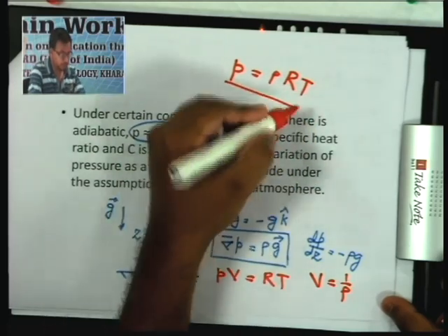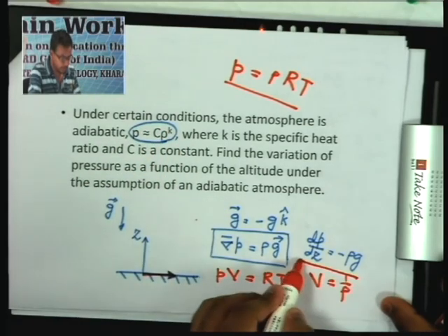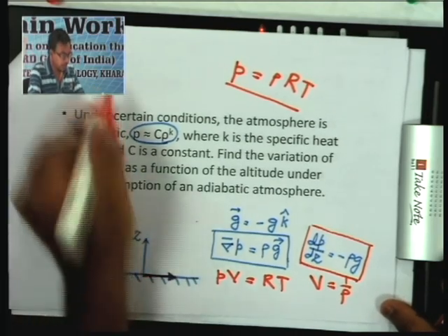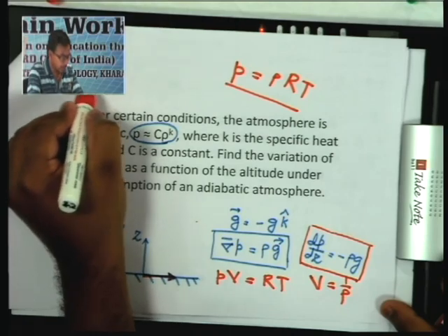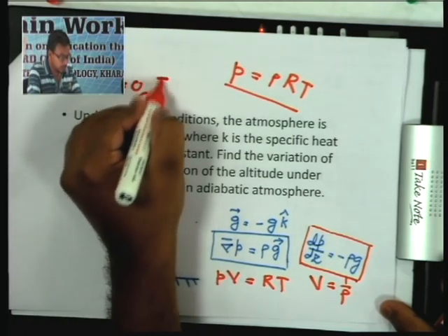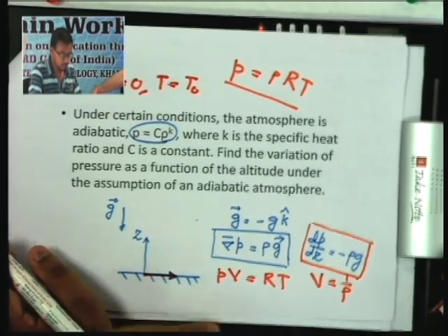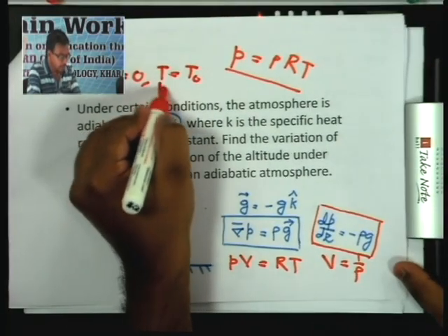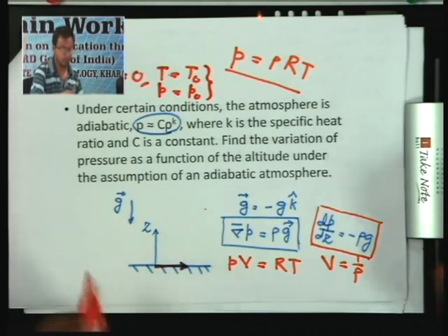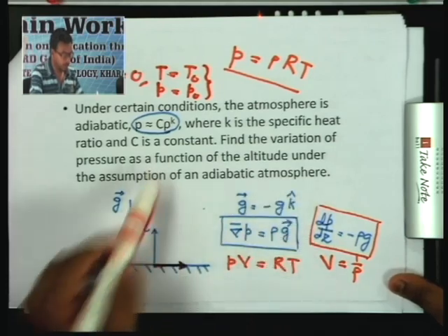Now if we use this relation along with this relation here, we will be able to integrate this equation, and we'll have to apply the condition that at z equal to 0, that is at the ground, T is say T naught, and the pressure is P naught. These two variables we will assume to be constants or known. If we do that, we can find the pressure as a function of the height in the atmosphere.